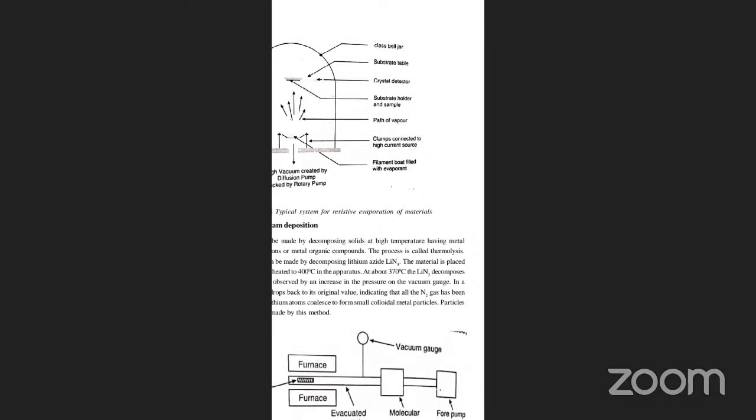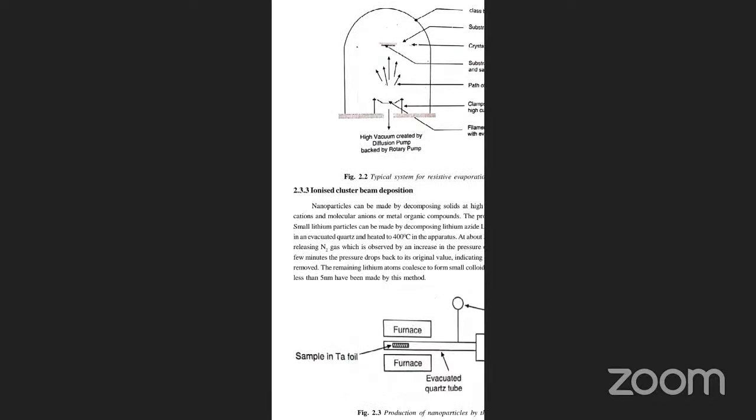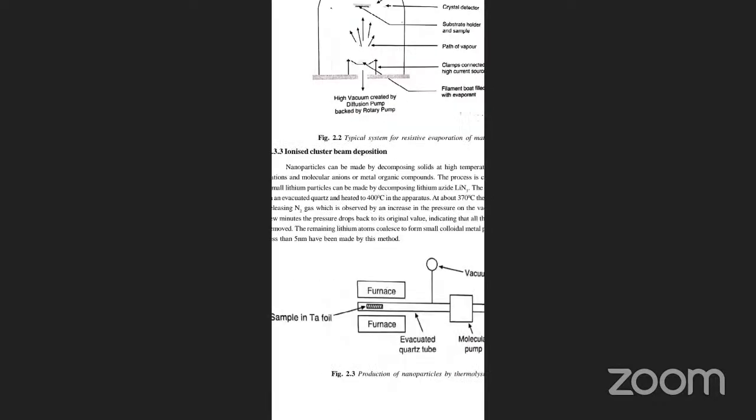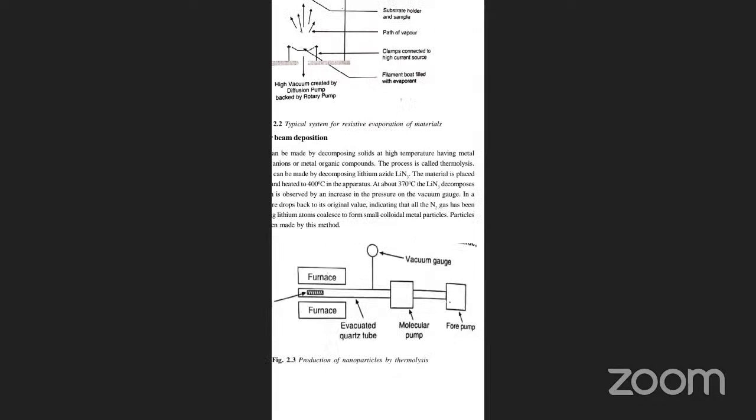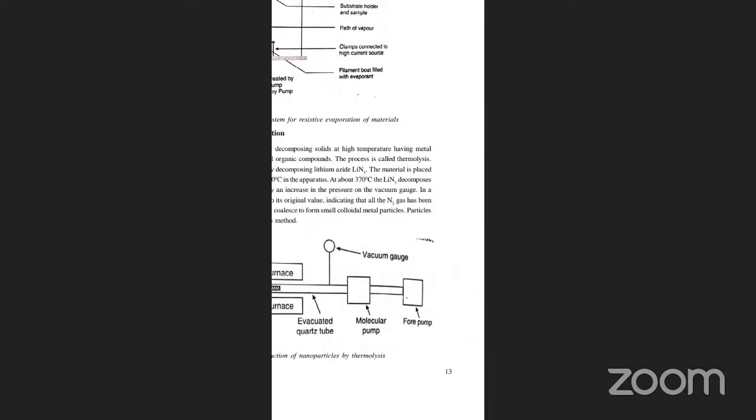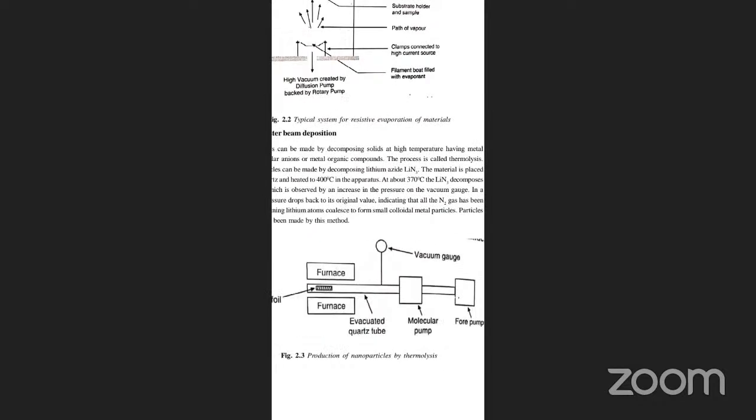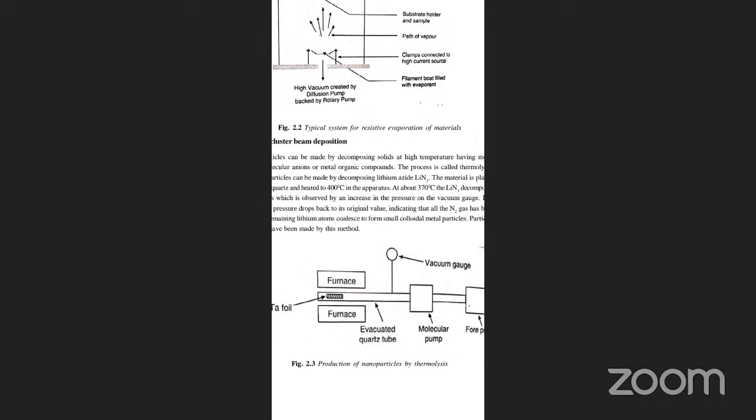Now, the sample in tantalum foil, furnace, evacuated quartz tube. The figure is like this: molecular pump, fore pump, vacuum gauge, all these. So what is it? Production of nanoparticles by thermolysis is like this. Here, vacuum gauge, molecular pump, fore pump, evacuated quartz tube, furnace. In between, we have the sample in tantalum foil.